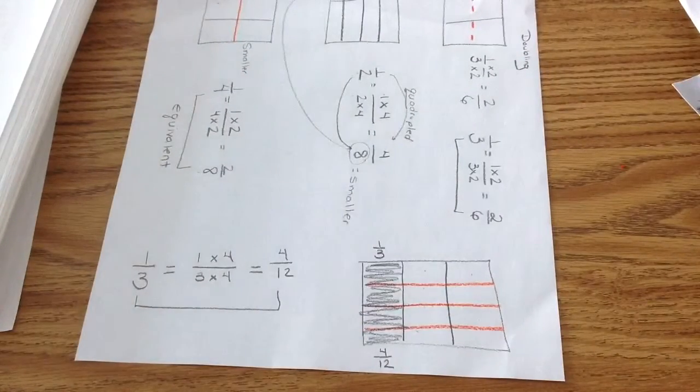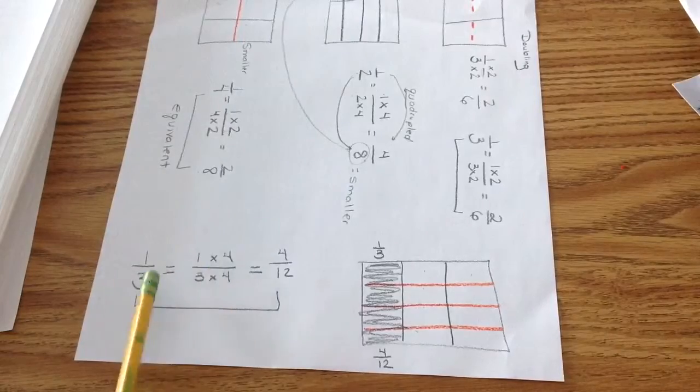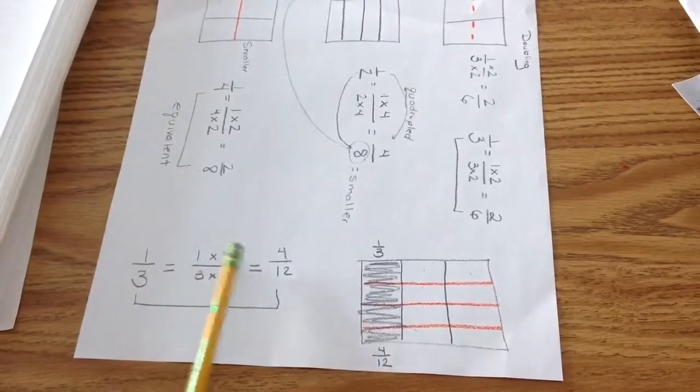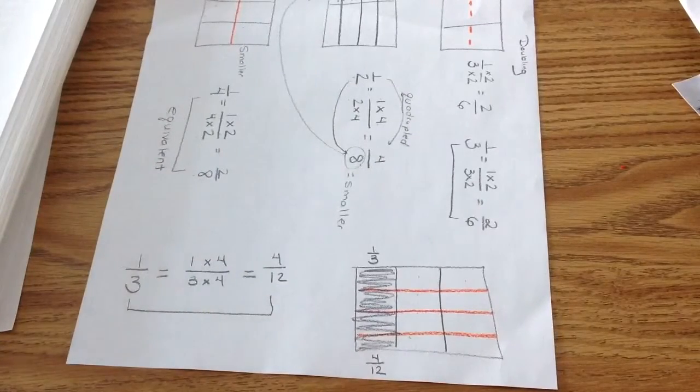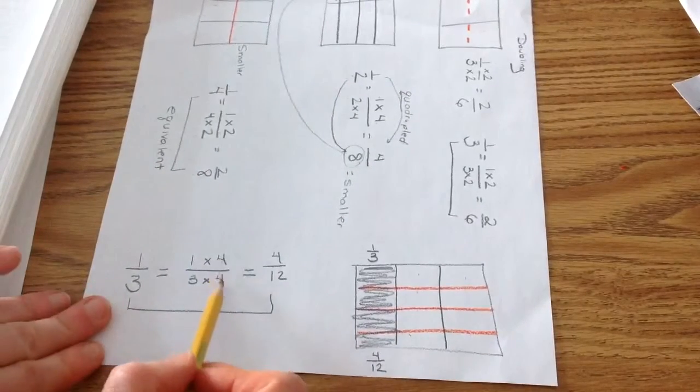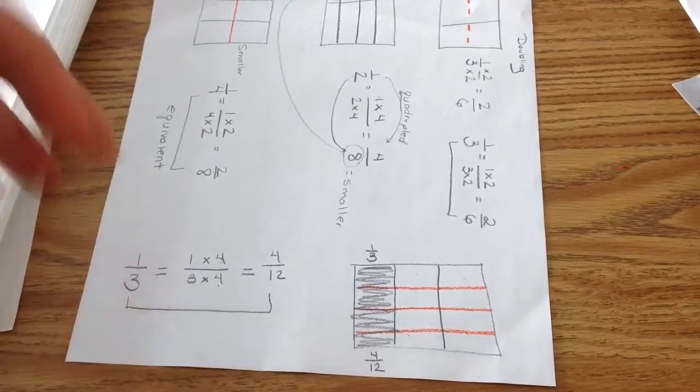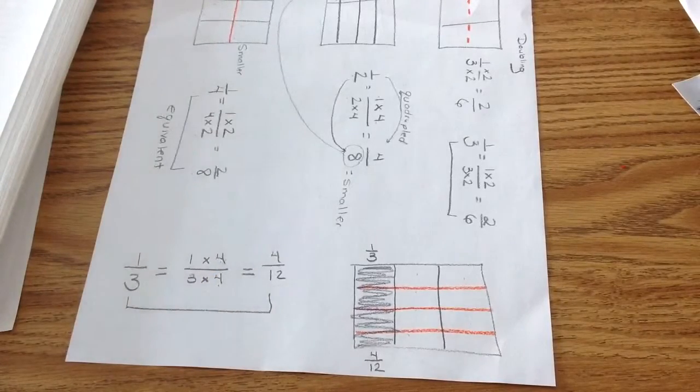You could have done anything. You could have come up with 1 times 2 and 3 times 2. 1 times 3 and 3 times 3. 1 times 12, 3 times 12. Anything as long as it's the same on top as bottom that you're multiplying by, they have to be the same when you're finding equal or equivalent fractions.